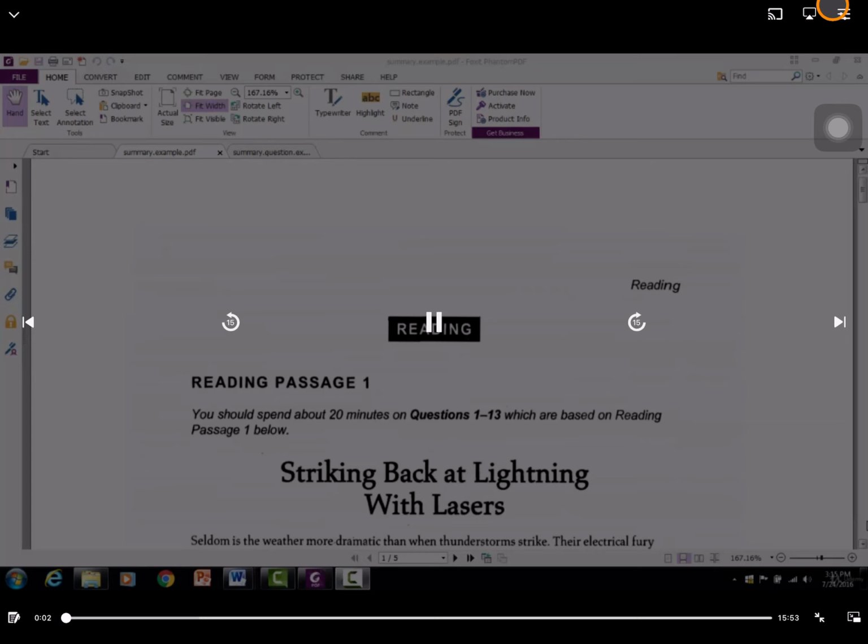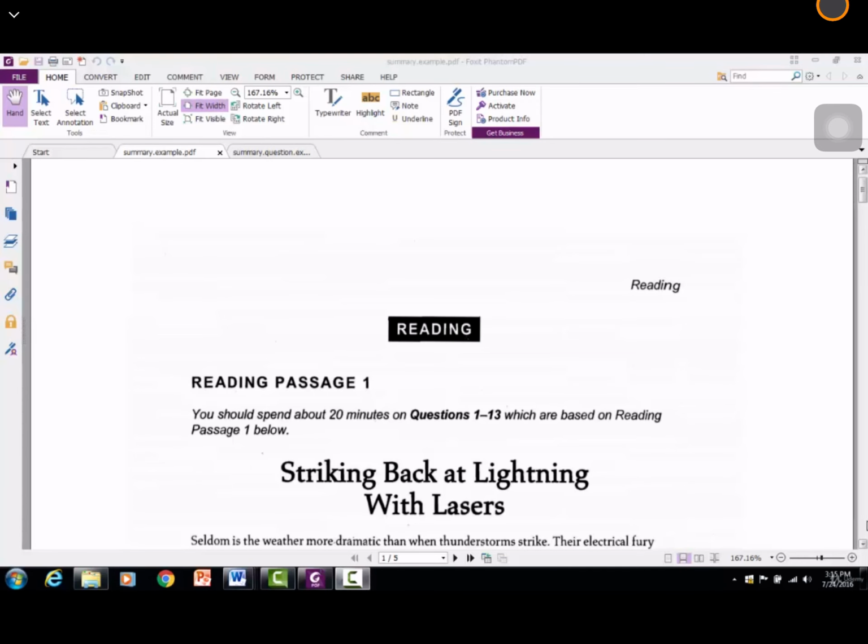Okay, so let's look at an example of the summary question. There's a good example of the summary question where all the words appear in the box. We've seen an example of when the words don't appear in the box. So now let's look at an example of when the words do appear in the box. Okay, so let's have a look at it.